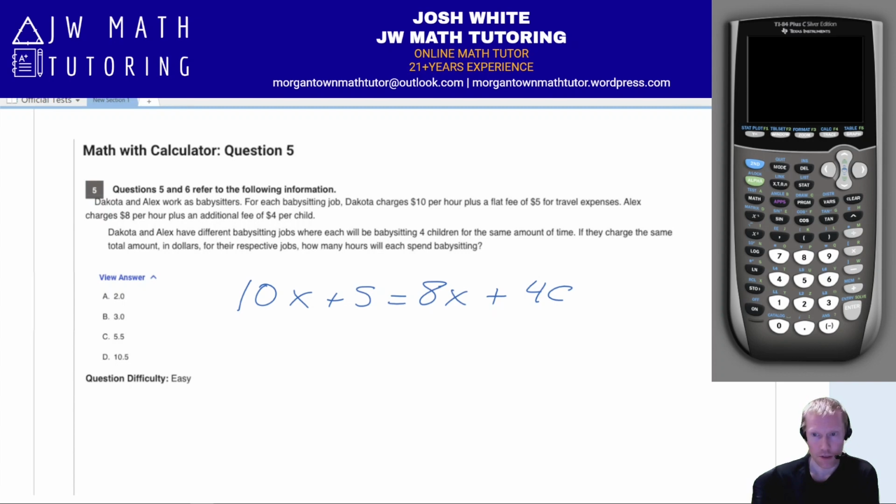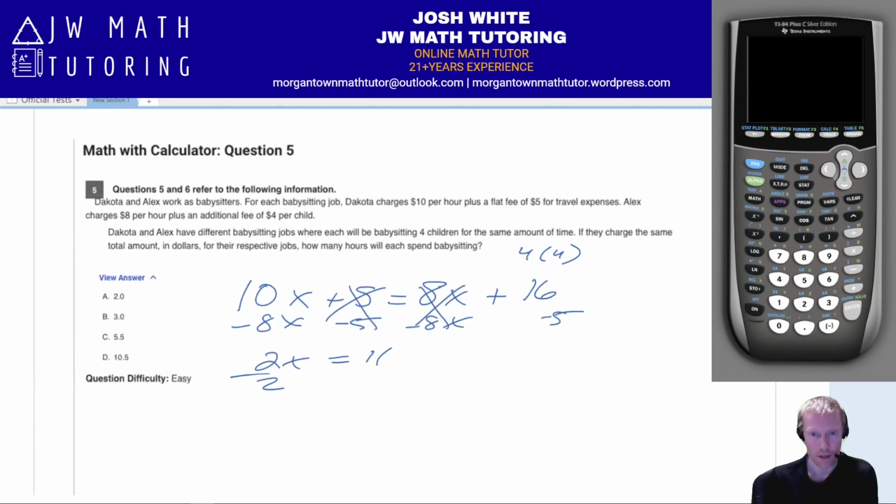Now we set them equal to each other because it tells us they charge the same total amount for their jobs. So that's why I set them equal. And now the other thing we have to keep in mind is that they're each babysitting 4 children. Therefore, the total amount that Alex will charge is not going to be 4 times C. It's actually going to be 16, okay, because it's 4 times the number of children. So now you can solve this equation, and you can get x. So let's see, I get 2x equal to, subtract 5, cancel out, 11, divide by 2. X is going to equal 5.5. Correct answer is going to be letter C.